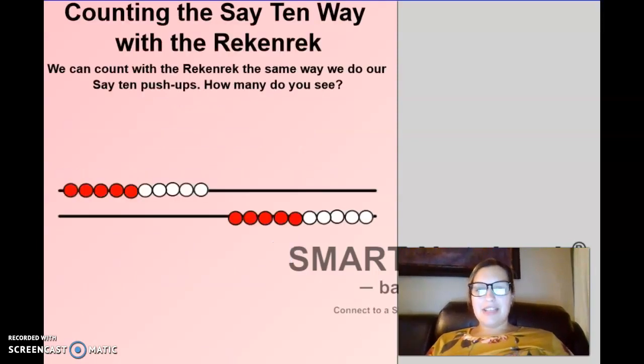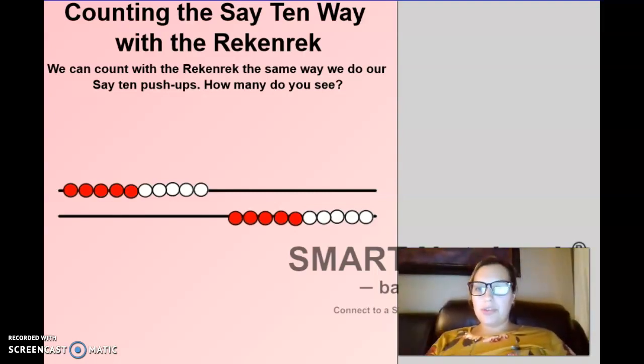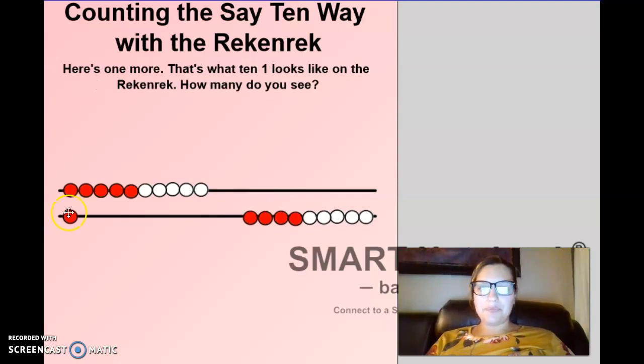So we're going to get back to this rek and rek today, and we are going to do it the same way we've been doing it with our say 10 push-ups. We're going to do 10 and then count how many are on the bottom. So if it's 10 and 1's on the bottom, it's 10, 1. We're going to roll through these real quick. Here we go. 10, 1. Good job.